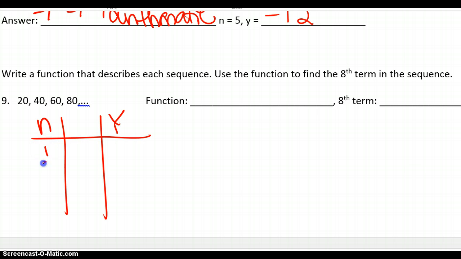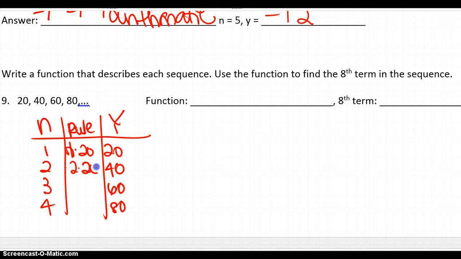So n is 1, 2, 3, and 4. That's the position. You have your rule. And the y comes from the problem. In this case, it's 20, 40, 60, and 80. So you need to ask yourself how you get from 1 to 20, 2 to 40, 3 to 60, and you multiply n by 20. So this is 1 times 20, 2 times 20, 3 times 20, and 4 times 20. So your function is y equals 20 times n, or 20n.